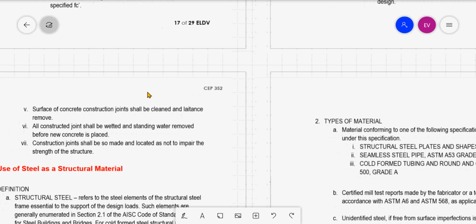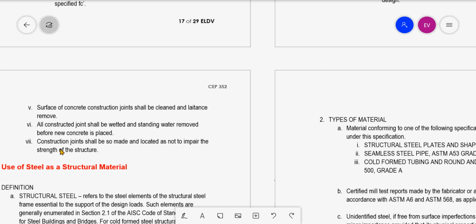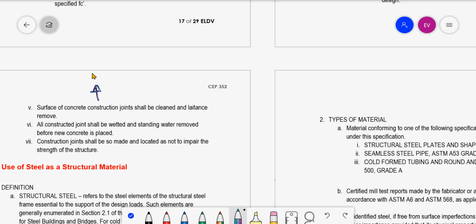So for the remaining subsections 5, 6, and 7, this is all about the construction joint requirement. For the construction joint requirement, we are referring to construction joints as two concrete masses poured differently at different times. So when you have two masses of concrete poured at different times, then the joint in between them is called a construction joint.